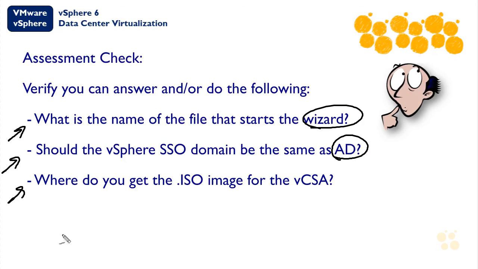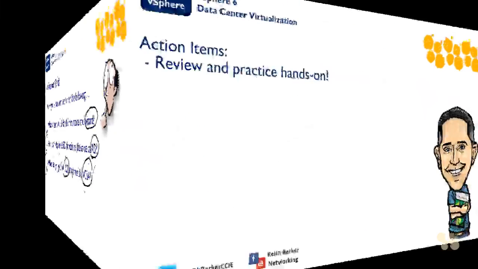Question number 3. Where do you go to get the ISO image for the vCenter server appliance? And the answer to that one is Bueller? Anyone? It is VMware.com. And as part of the vSphere evaluation, the vCenter server appliance ISO is also part of that download.